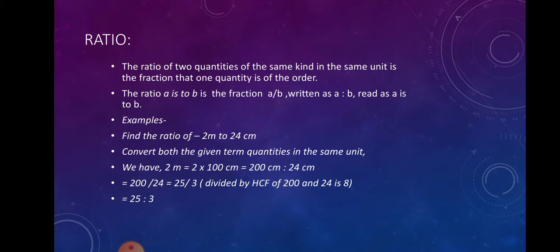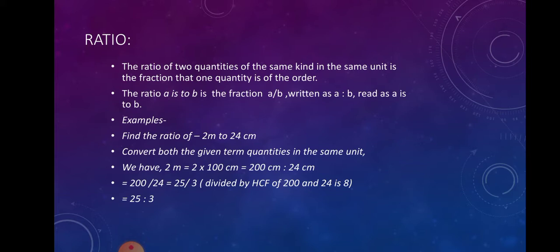Suppose it is given: find the ratio of 2 meter to 24 centimeter. Here two units are given, meter and centimeter. First of all, convert both the given quantities into the same unit. Convert meter into centimeter. So 2 meter converted into centimeter is 200 centimeter, and we have to find the ratio 200 is to 24.